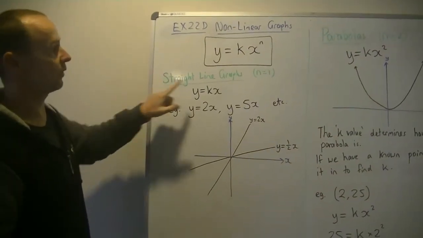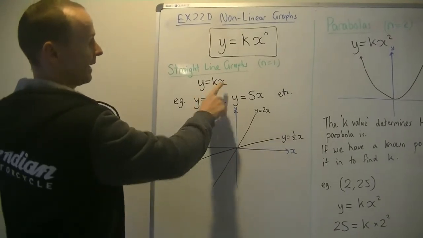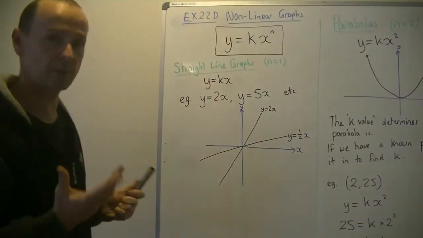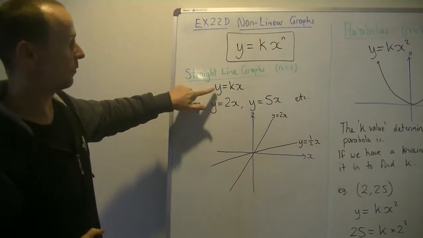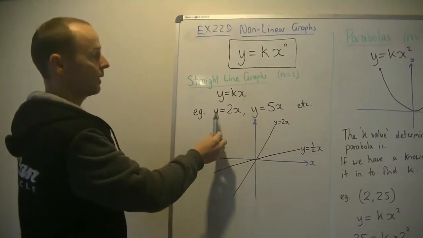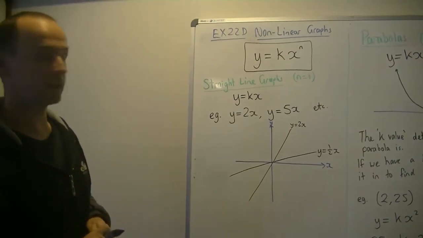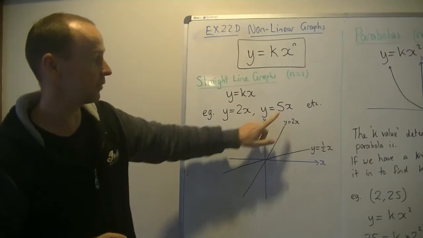A straight line graph, n is equal to 1. So if you've got y equals kx to the power of 1, it's just the same as x by itself, like anything to the power of 1 is itself. So straight line graphs have the form of y equals kx. So k is a constant, so an example is y equals 2x or y equals 5x. And as we know with straight line graphs, 2 is the gradient there, in this case 5 is the gradient.